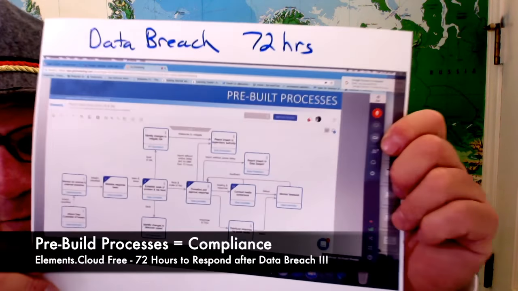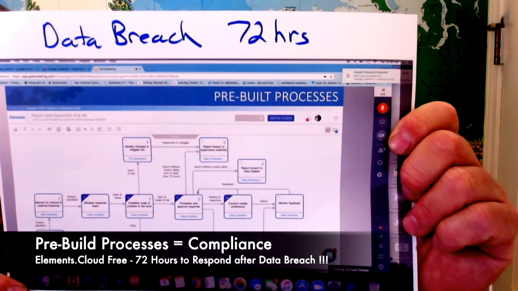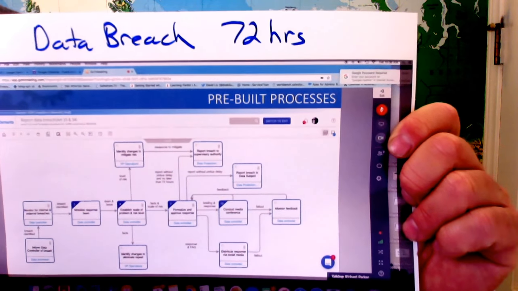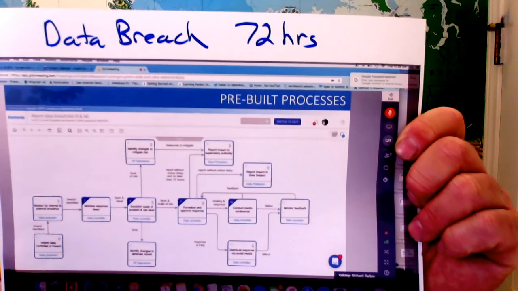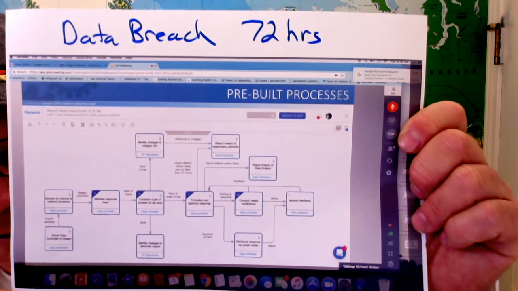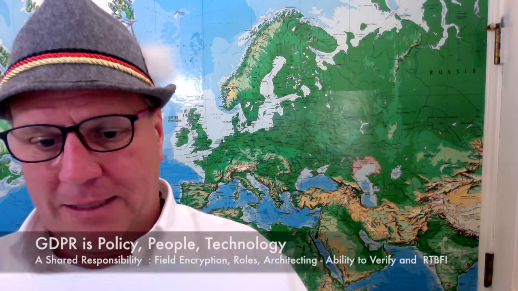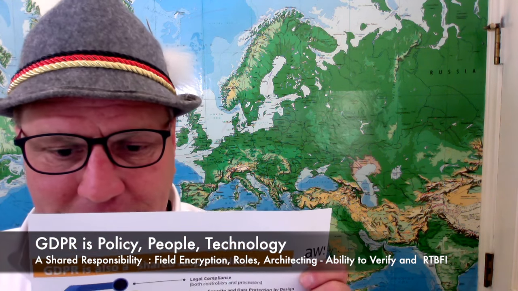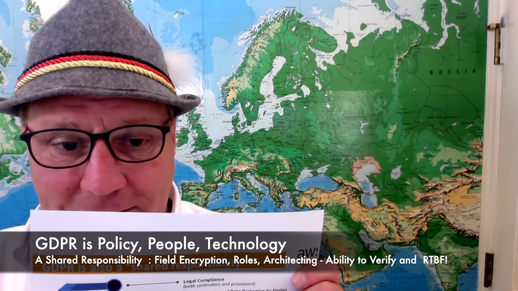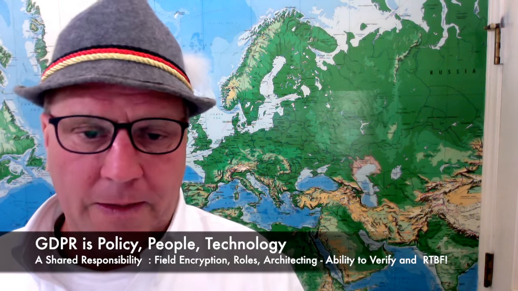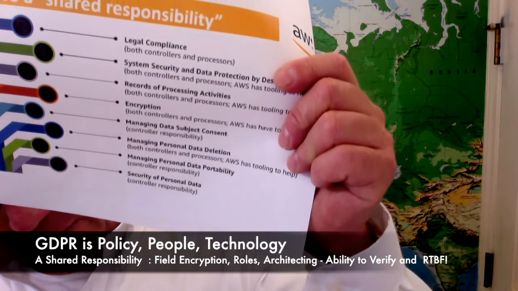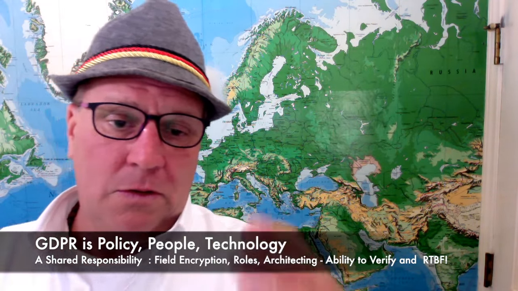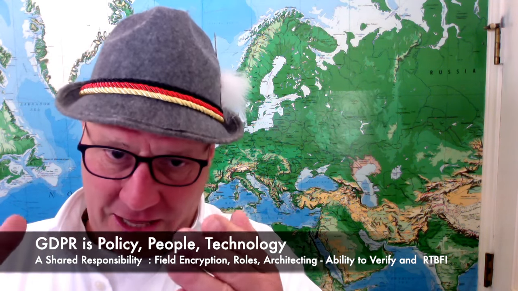What happens with a data breach? You have 72 hours to report a data breach, and that's over a weekend, to the EU citizens. And this is the process for it. Very clear. Again, it'll be linked below. And the key thing is GDPR is a shared responsibility, like this from AWS. It's a shared responsibility. So think about it: legal compliance, personal compliance, technology compliance.